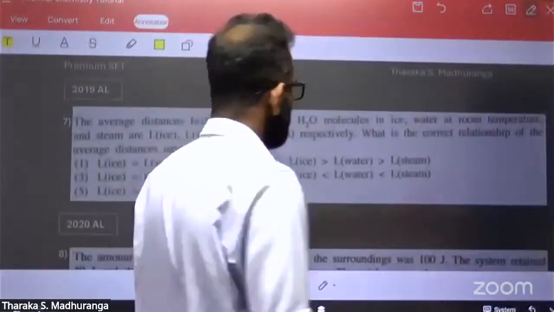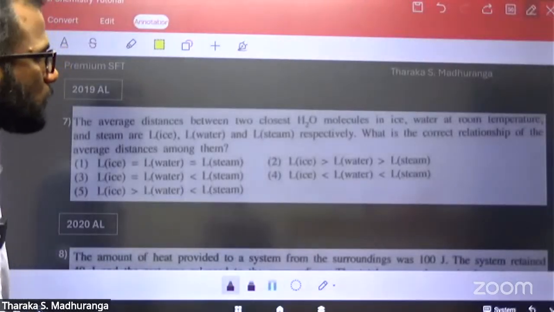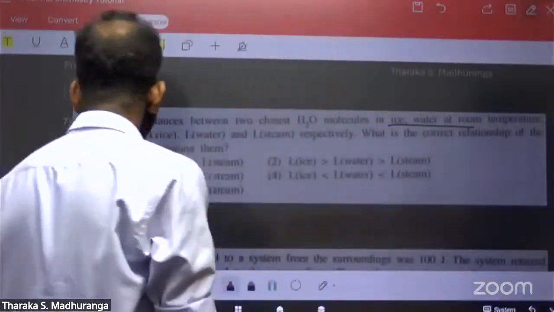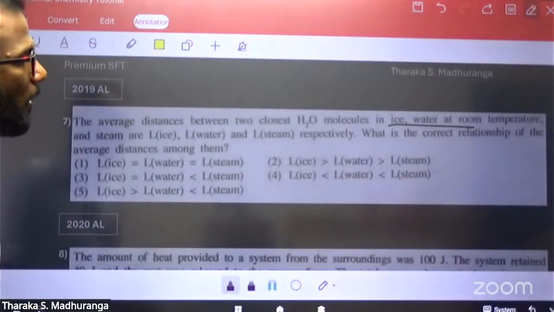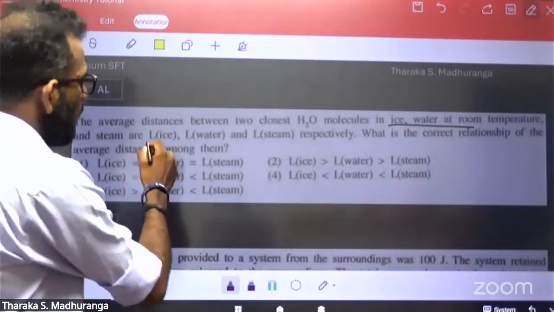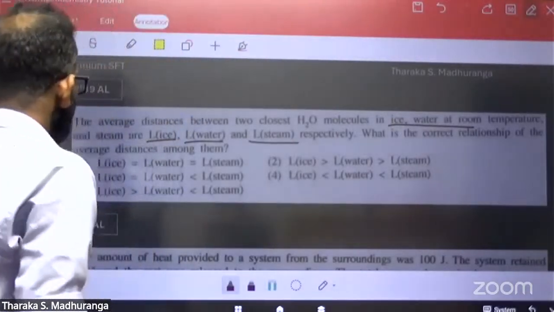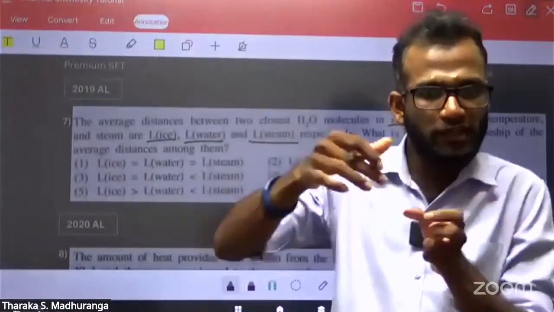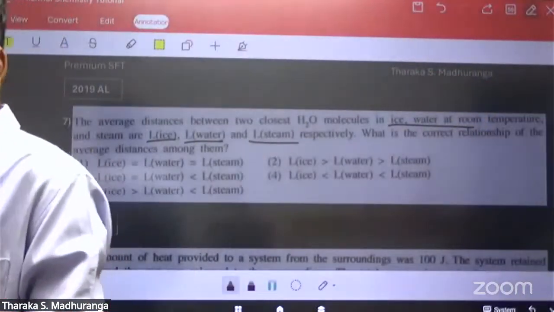2018 questions, very easy. The average distance between two close H2O molecules in ice, water at room temperature, and steam is L ice, L water, and L steam respectively. What is the correct relationship? Average distance means the molecular distance. What is the answer? Send me the answer number.